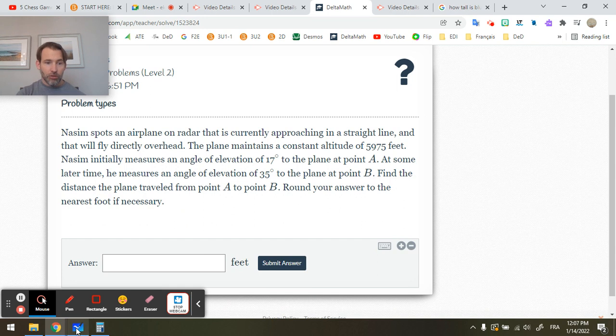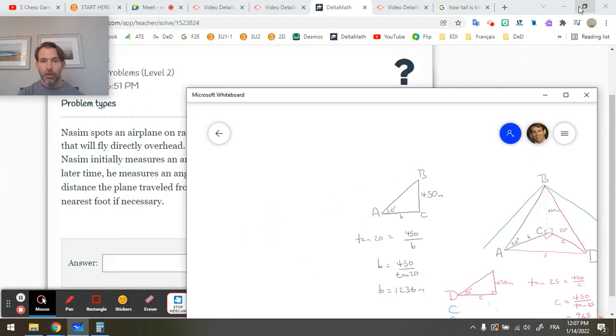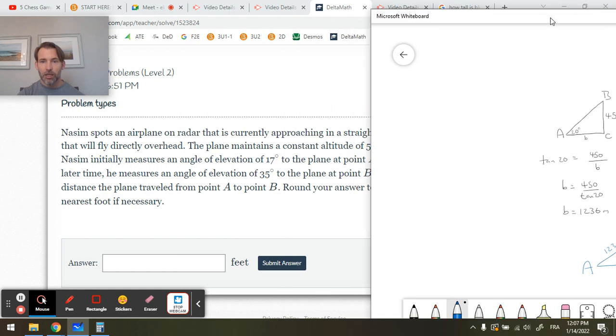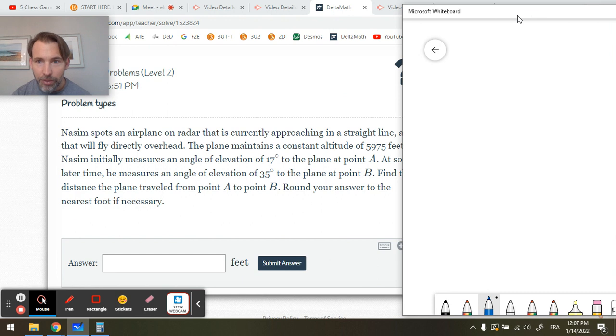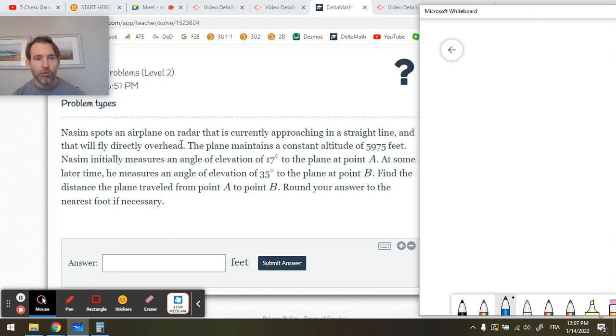And let's draw our diagram. Oh, that's too big. And we'll get our numbers, and we'll put our numbers on here. Okay, all right, so here we go. And that will fly directly overhead. So it's not flying this way, it's flying this way, overhead. Okay. The plane maintains a constant altitude of 5,975 feet.